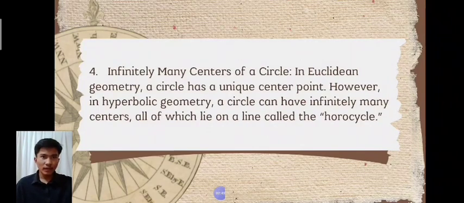Fourth is infinitely many centers of a circle. In Euclidean geometry, a circle has a unique center point. However, in hyperbolic geometry, a circle can have infinitely many centers, all of which lie on a line called the horocycle.